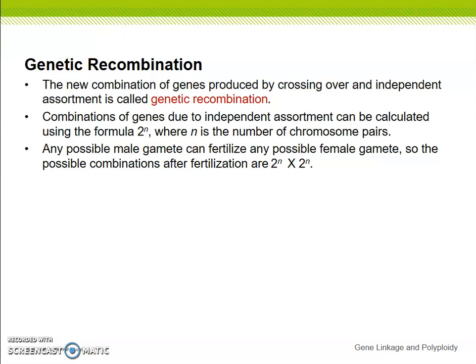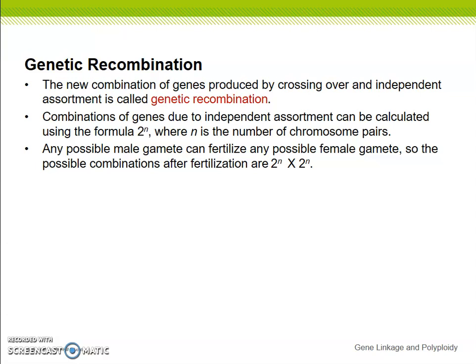So let's talk about genetic recombination. The new combination of genes produced by crossing over and independent assortment is called genetic recombination. I like to think of it like shuffling a deck of cards. Okay, so it mixes everything up so you don't get all blue cards in Uno. Okay, you want genetic recombination. You want to have a mixture of genes.